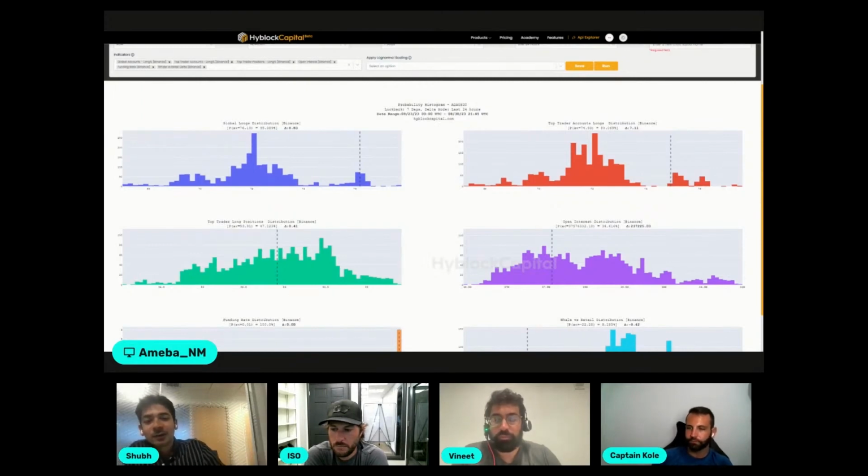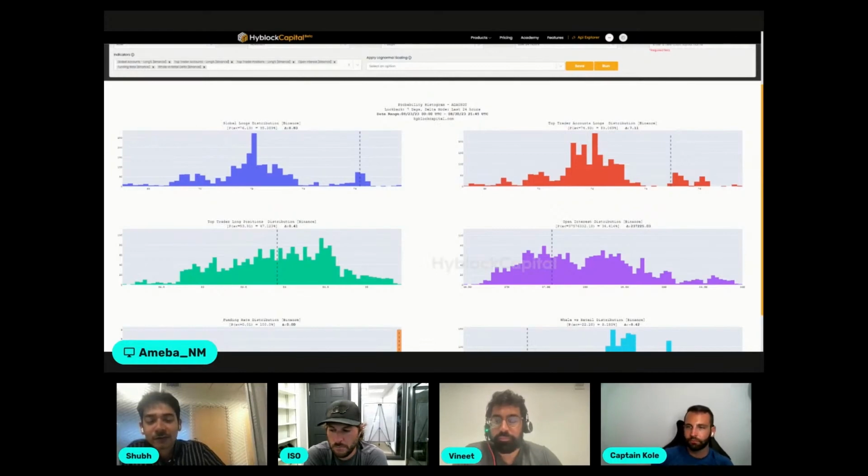So top trader accounts is similar to global accounts in the sense that you're looking at individual accounts. So each account gets one vote. It doesn't matter what your size is. Even if you're in a $1 million long or $1 long, you still get one vote. So over 100 accounts, if 80 accounts are in the long, that's 80%. The way Binance defines top traders is, I think, top 20% by margin. So essentially the largest accounts.